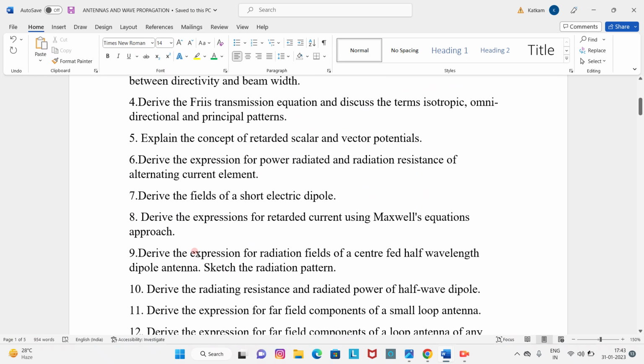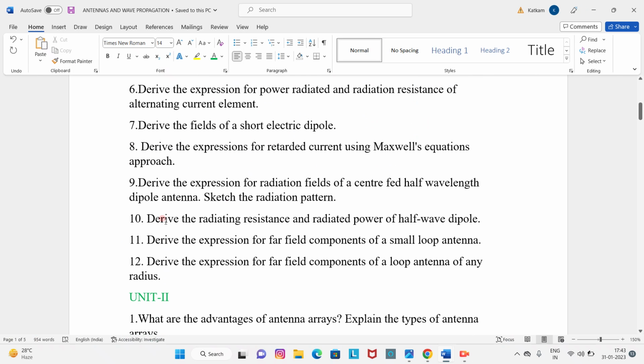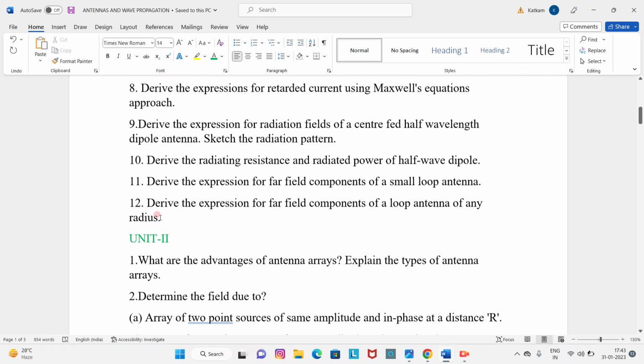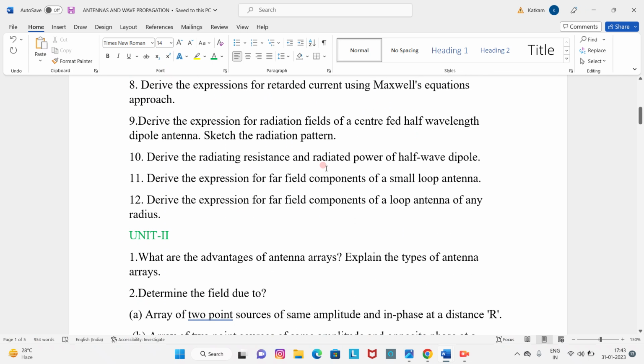11th question, derive the expression for far field components of a small loop antenna. And 12th question, derive the expression for far field components of a loop antenna of any radius. And unit 2, what are the advantages of antenna arrays? Explain the types of antenna arrays.